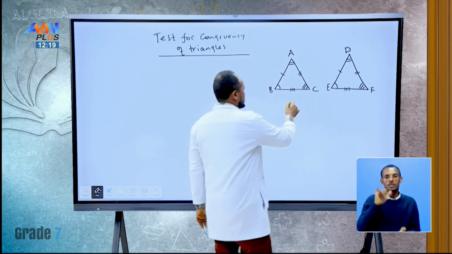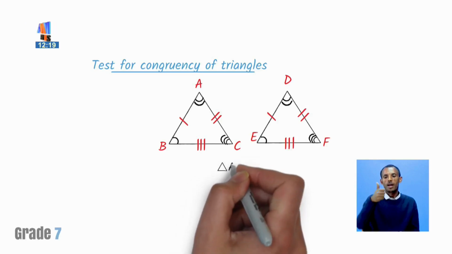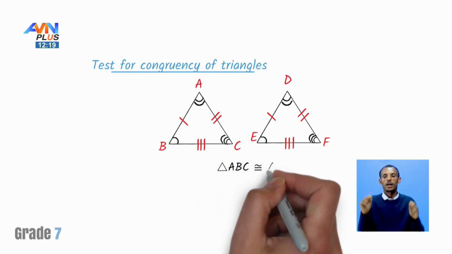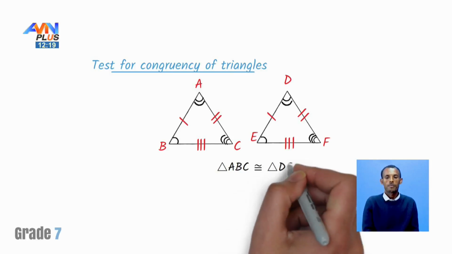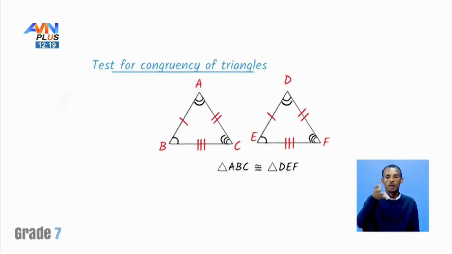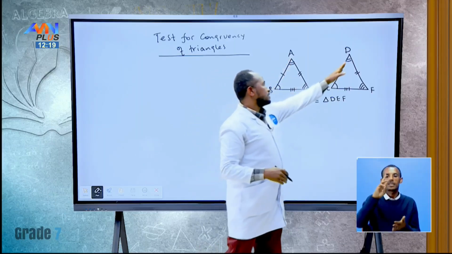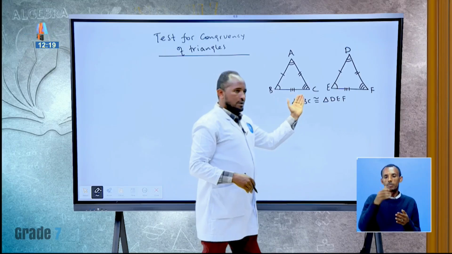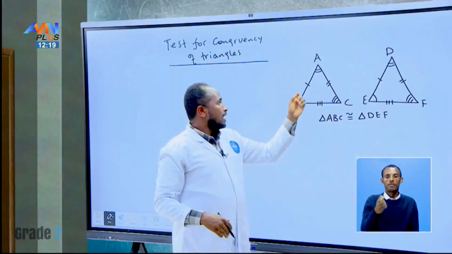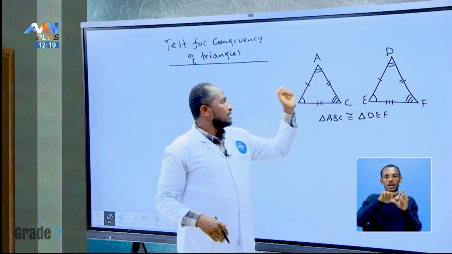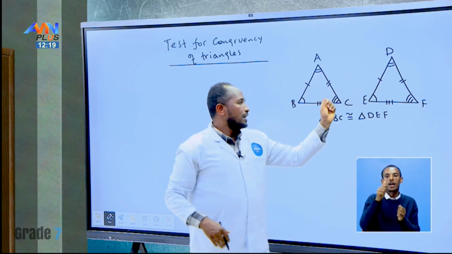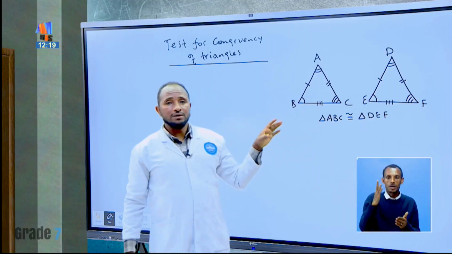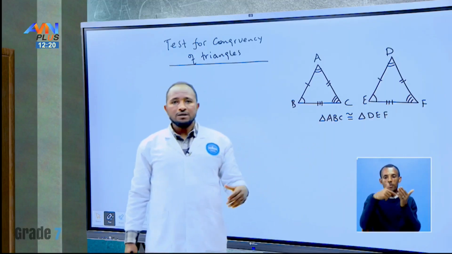That means triangle ABC is congruent to triangle DEF. As you can see from these 6 parts, side AB is the same as DE, AC with DF, BC with EF, angle B with angle E, angle A with angle D, angle C and angle F are congruent. These 6 corresponding parts of these two triangles are congruent, therefore the triangles are congruent.